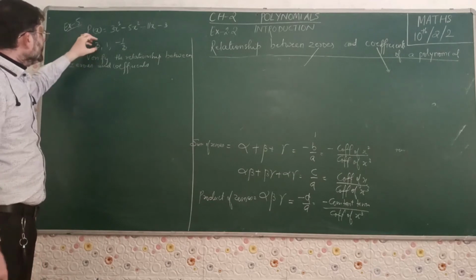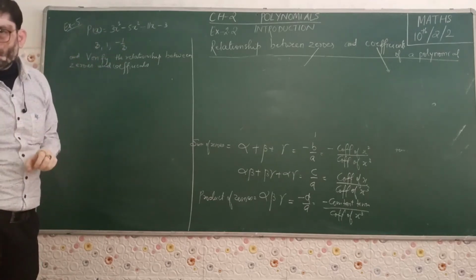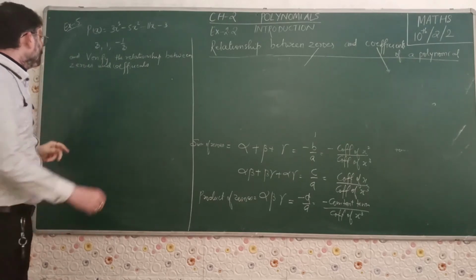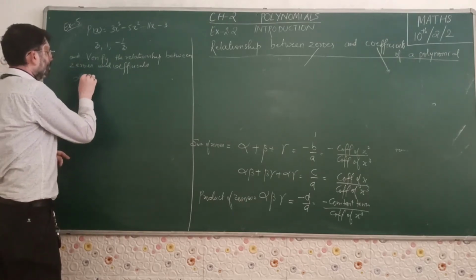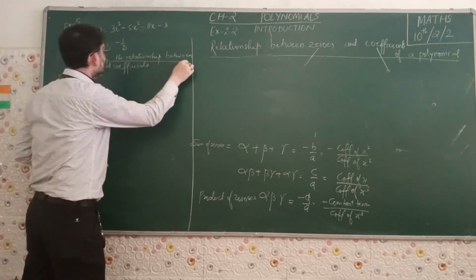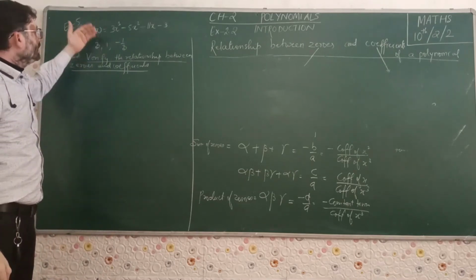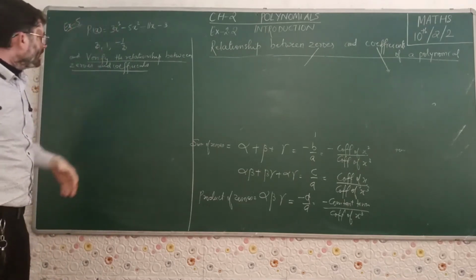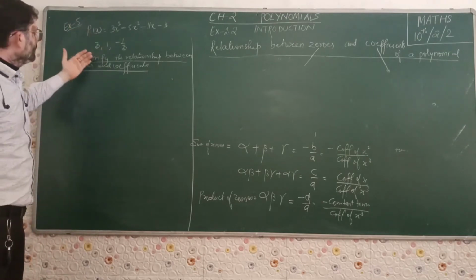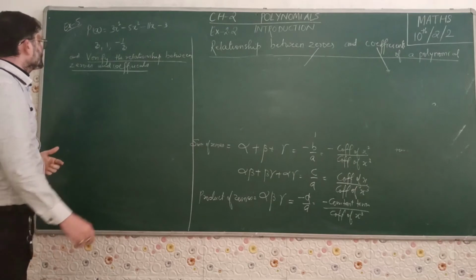Now we can say that these 3 values of x which make the polynomial 0 are the 3 zeros of the polynomial. You can do it by yourself. I will be solving the next part: verify the relationship between the zeros and the coefficients. You can check that these are the zeros by yourself. After checking, we will be verifying the relationship between the zeros and coefficients, and let us continue with that.